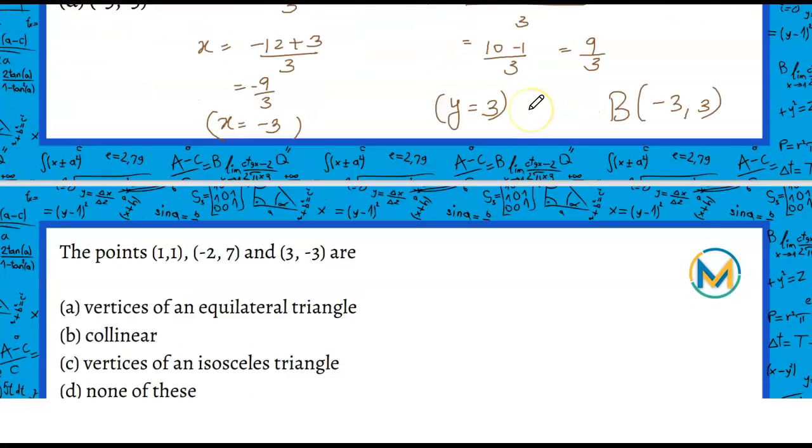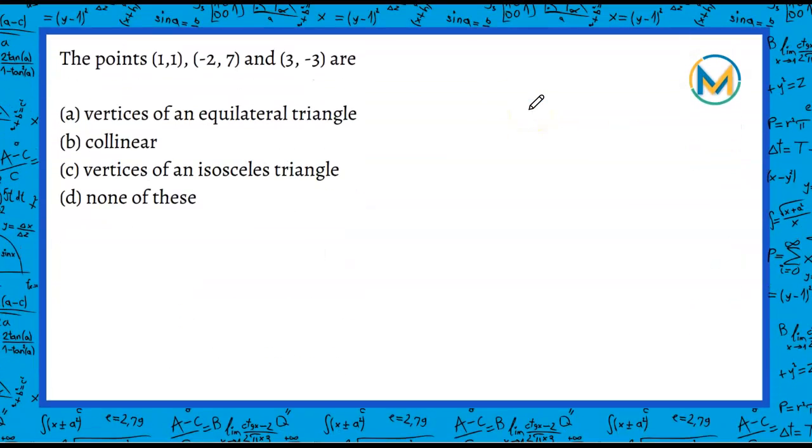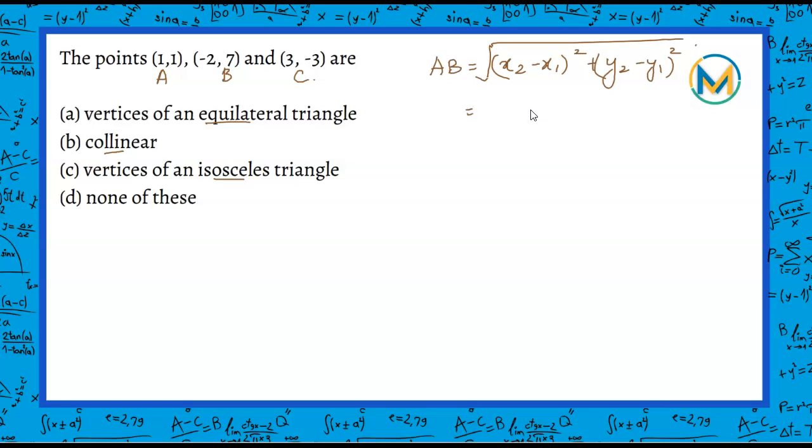The next question here. The points (1, 1), (-2, 7), (3, -3) are? So we have to tell whether they are vertices of an equilateral triangle, whether they are collinear, or they are vertices of an isosceles triangle. So let's take these as A, B and C. We'll use the distance formula and find the distance between these points. So AB, the distance formula is the square root of (x2 minus x1) whole square plus (y2 minus y1) whole square.